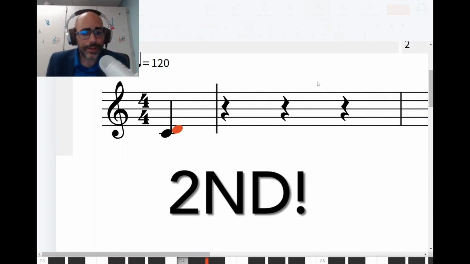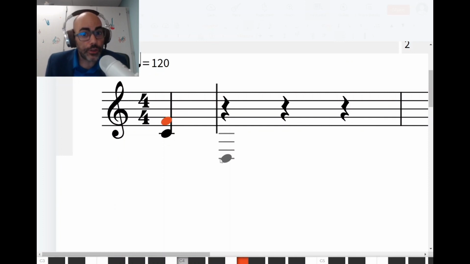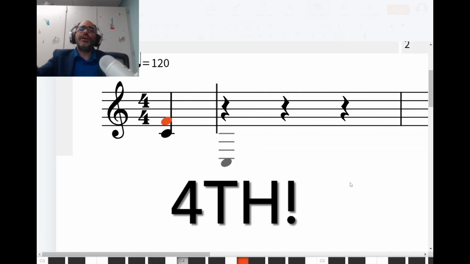It is a second. Let's do one more interval. Name that interval. If you said fourth, you're correct. Congratulations. You don't win a trip to Hawaii.